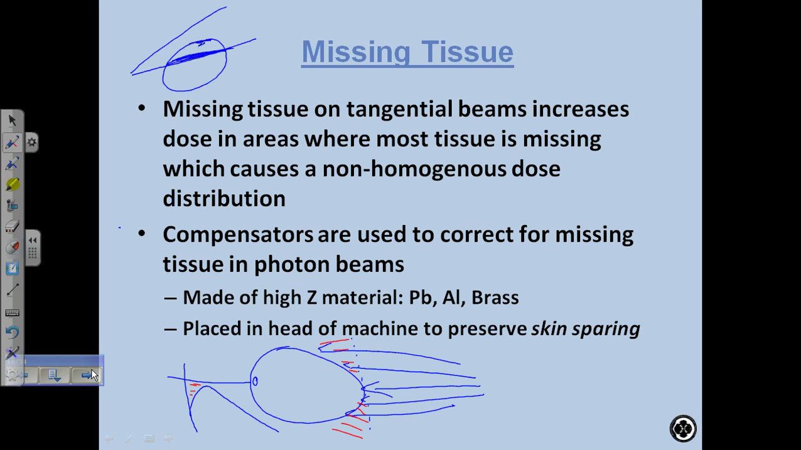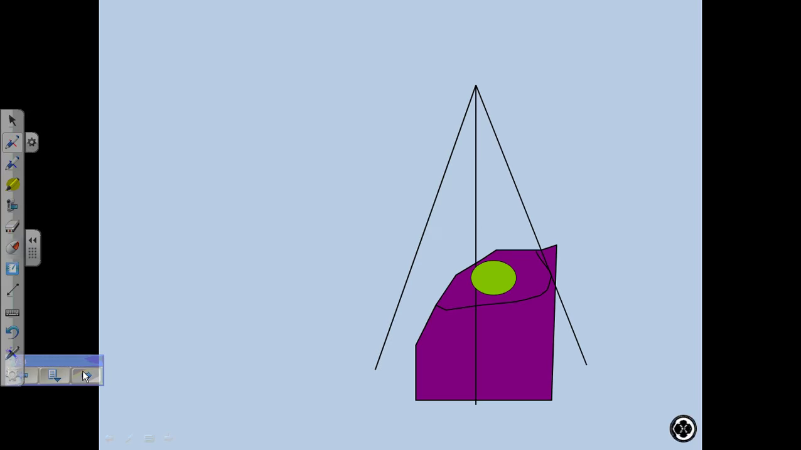Why does putting something on the skin, why does that reduce skin sparing? Because the buildup region will be in the material just placed. Yeah, it'll be in the material. Mm-hmm. Okay. So when we want to compensate for these differences in SSDs, we're going to use metal compensators, and we're not going to put them on the patient, we're going to put them on the head of the machine.